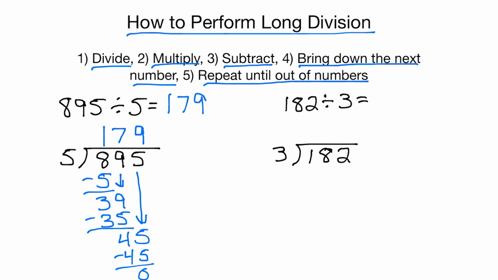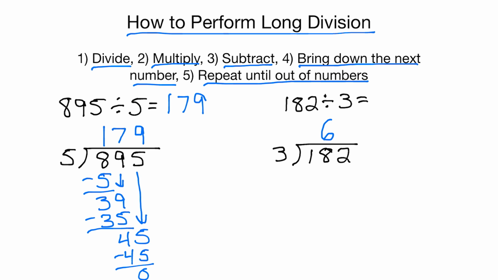Let's look at the first number, 1. There are no groups of 3 in the number 1. We don't have to put a 0 there. We're just going to move on now to look at the 18. There are 6 groups of 3 in 18. So we put the 6 above the 8.